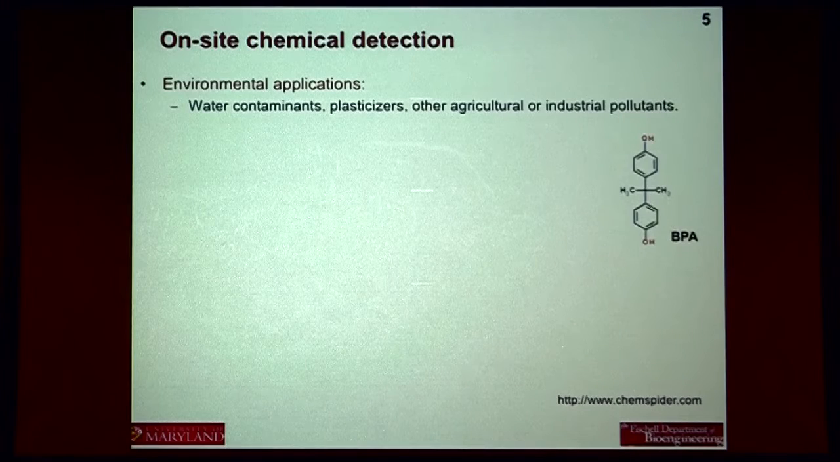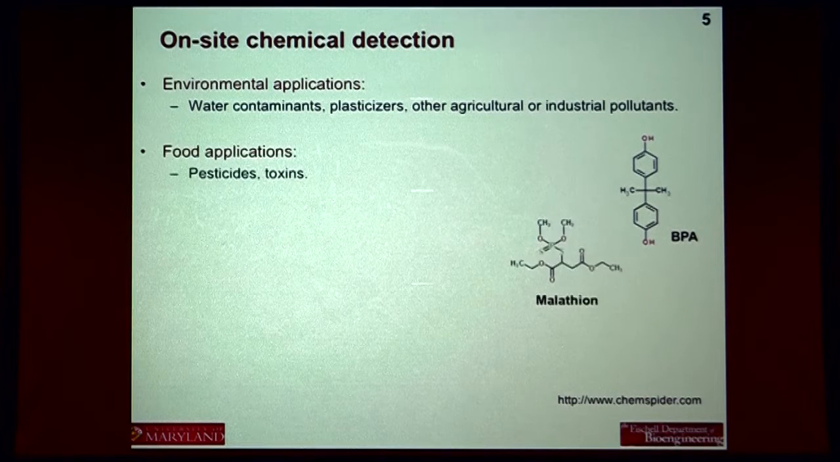So on-site chemical detection, we can make a long list of applications where this would be great. We can think about going out and testing water and other environmental samples to look for environmental contaminants, whether that means toxins or pesticides, etc. Food applications, again, pesticides come up and other toxins that can cause problems.